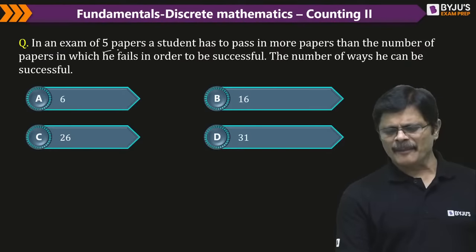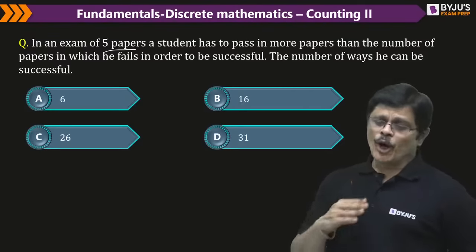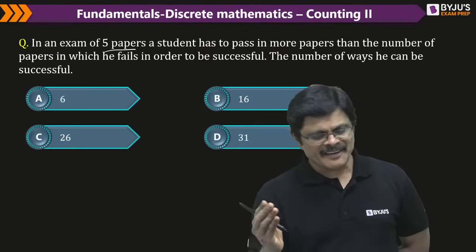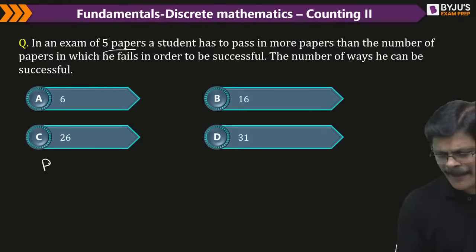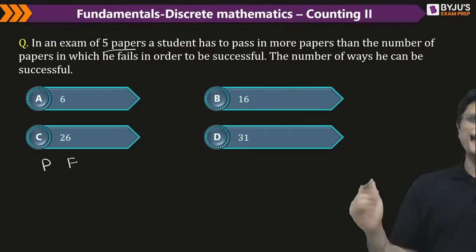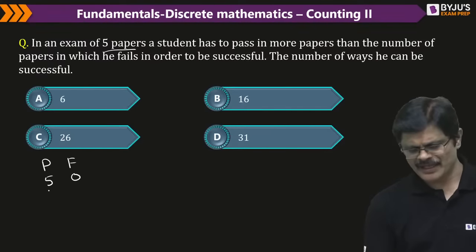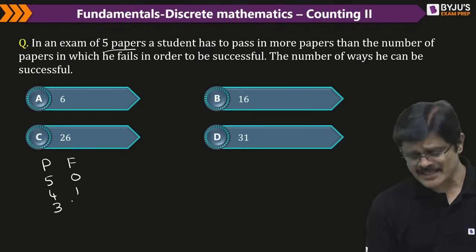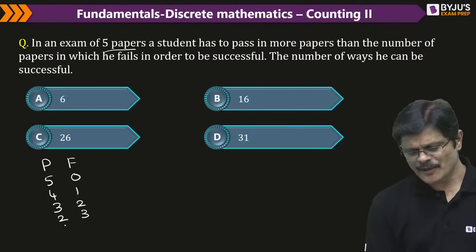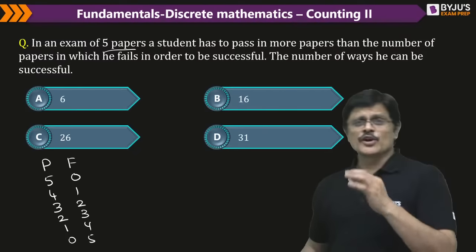See, my dear friends, there are 5 papers. A student has to pass more papers than the number of papers in which he fails in order to be successful. So 5 papers are there, pass and fail. Let us see the possibilities. He may pass in 5 papers, then how many papers is he failing? 0. He may pass in 4, then 1 paper he is failing. 3 papers he passes, 2 papers he will be failing. 2 he passes, then 3 he fails. 1 he passes means 4 he fails. 0 he passes means 5 he fails. So 5 exams are there.